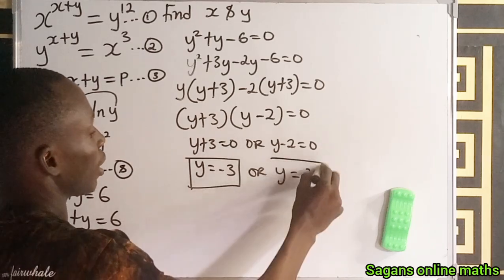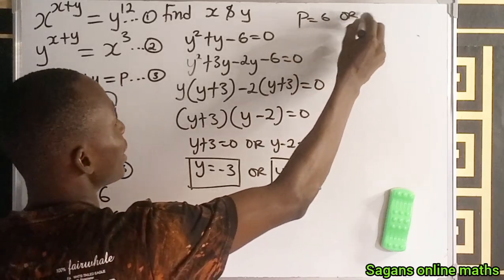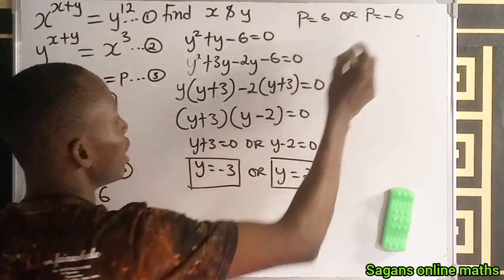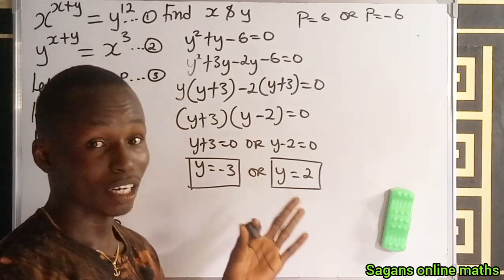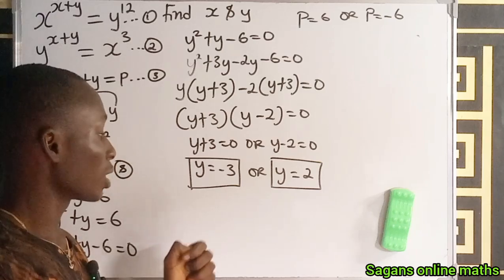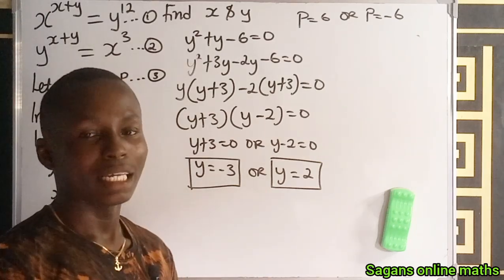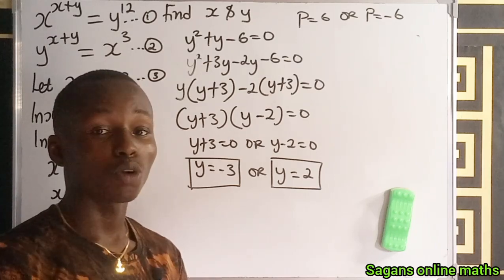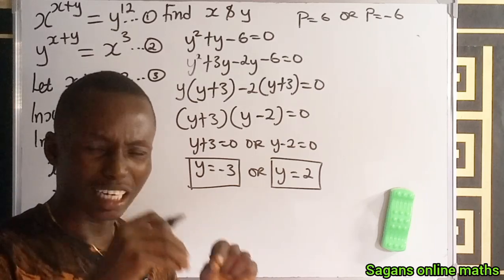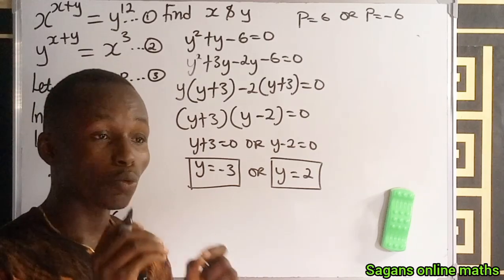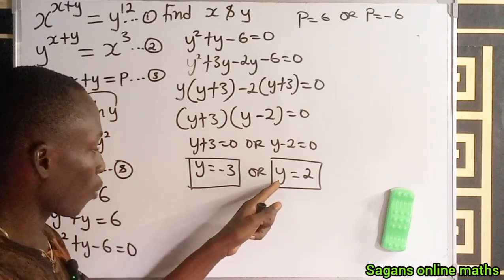Now take note that we know that p was equal to 6, or p is equal to minus 6. And we are working with the positive integers of p, of this variable. So since our y is minus 3, or y is 2, we are also going to work with the positive integers. Okay. Take note that integers contain both negative and positive. But here we are going to consider the positive one, because we know that the positive one will not give us an error, it gives us a definite answer. So let's see when our y is 2.